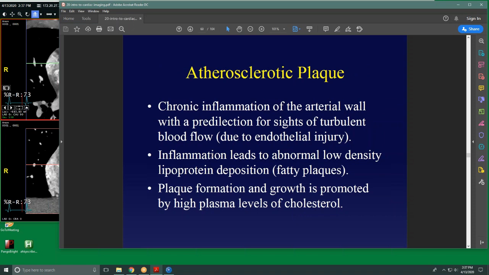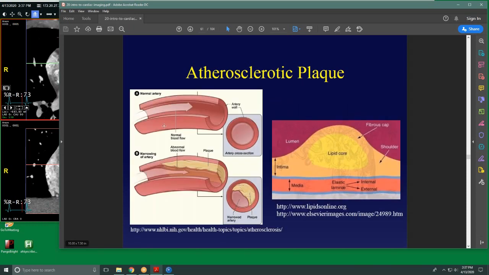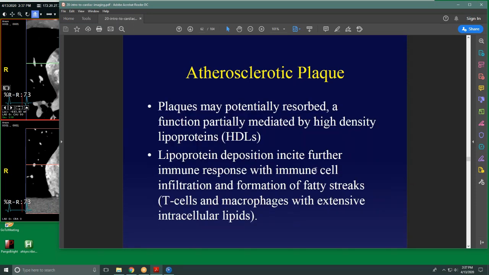The chronic inflammation of the arterial wall has a predilection for areas of turbulent blood flow causing endothelial injury. Remember Virchow's triad, endothelial injury causing clot and stuff. Well, also you see similar things here in terms of wall inflammation. And this leads to deposition of low density lipoproteins and formation of plaque. So here's a normal vessel, and there's basically your plaque deposition.